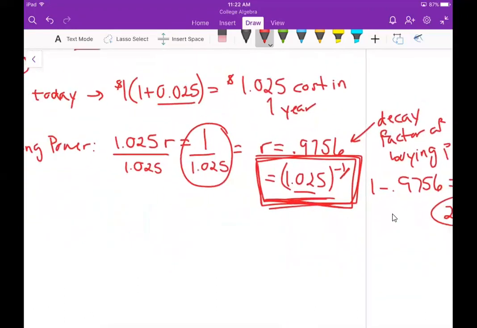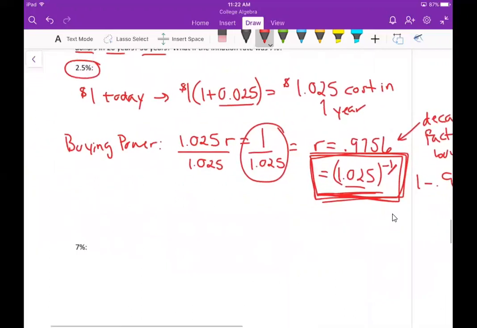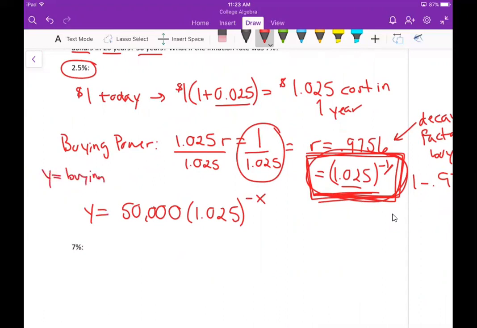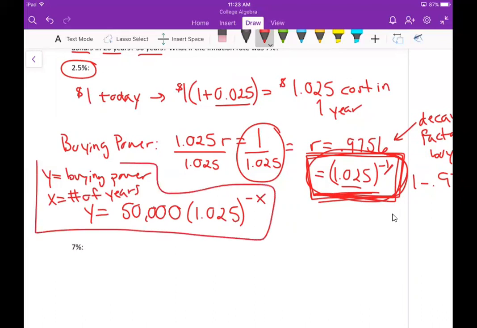So if I put together this function, which is going to tell me the buying power of my money, I would say y equals, I have that $50,000, and with every year I need to multiply by this decay factor, 1.025, and then if I take that to the negative x instead of the positive x, I will make y equal to my buying power rather than the cost, where x will be the number of years that we have that buying power change of an inflation at 2.5%.